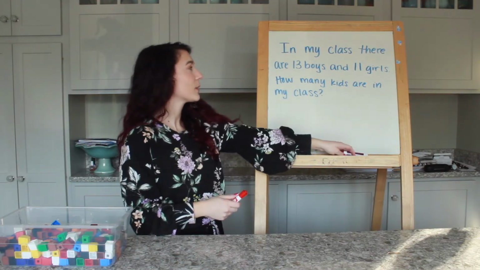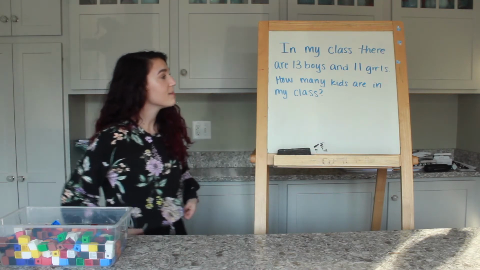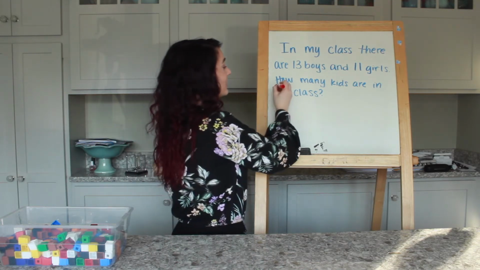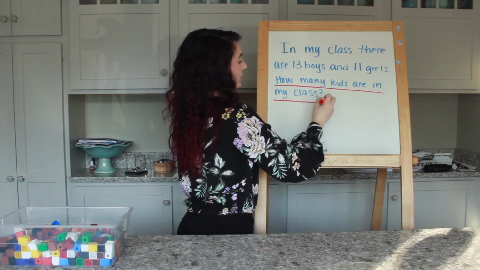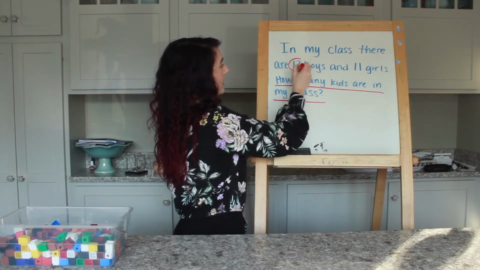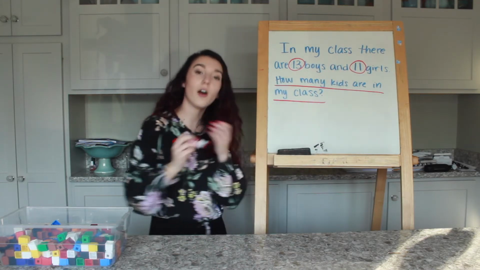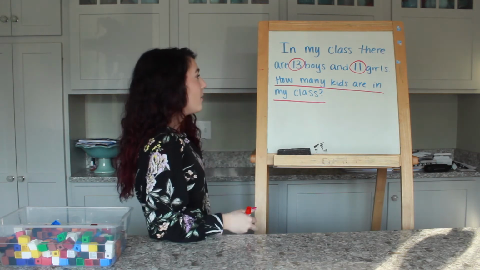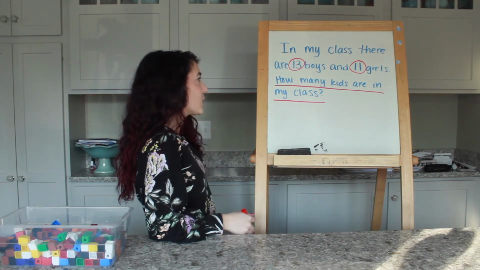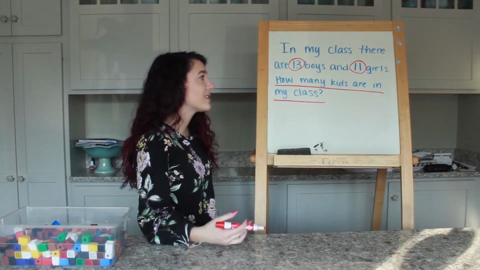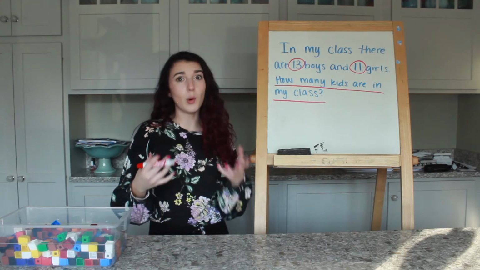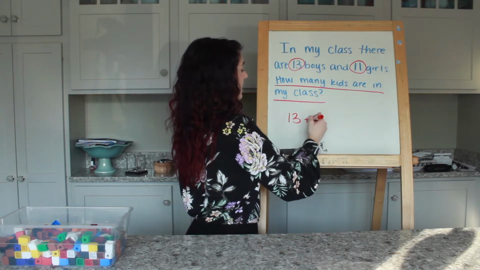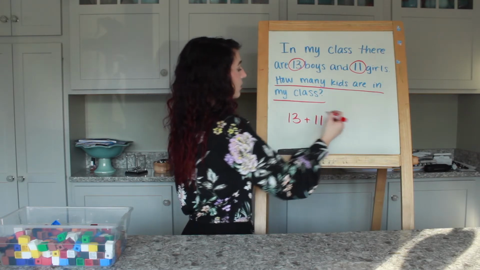Okay, so this next word problem says, in my class there are 13 boys and 11 girls. How many kids are in my class? Again, I'm going to underline my question. My question ends in a question mark, and I'm going to circle my numbers, 13 and 11. Okay, so now I'm going to think, am I using addition or am I using subtraction? How many kids are in my class? Okay, so if I need to know how many kids are in this class, I need to add the boys and the girls to come up with the total number of kids. So that means I'm going to add the numbers 13 boys, and 11 girls.